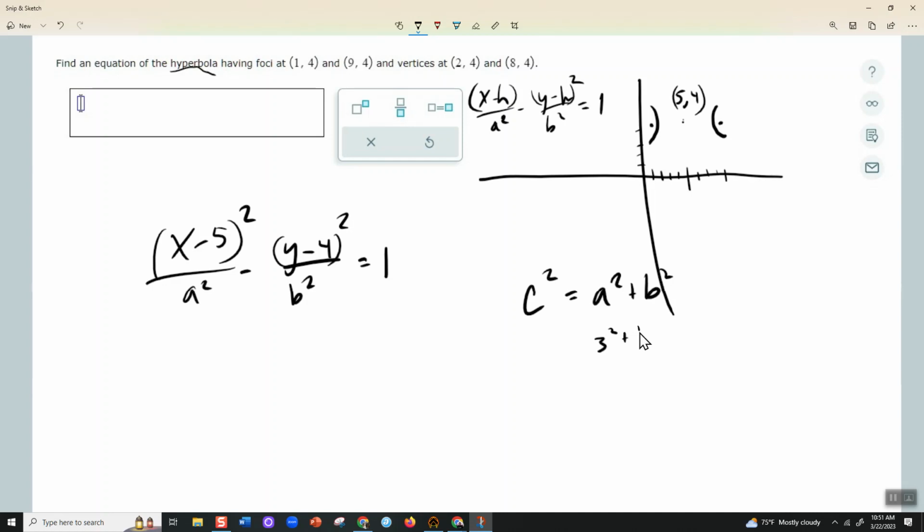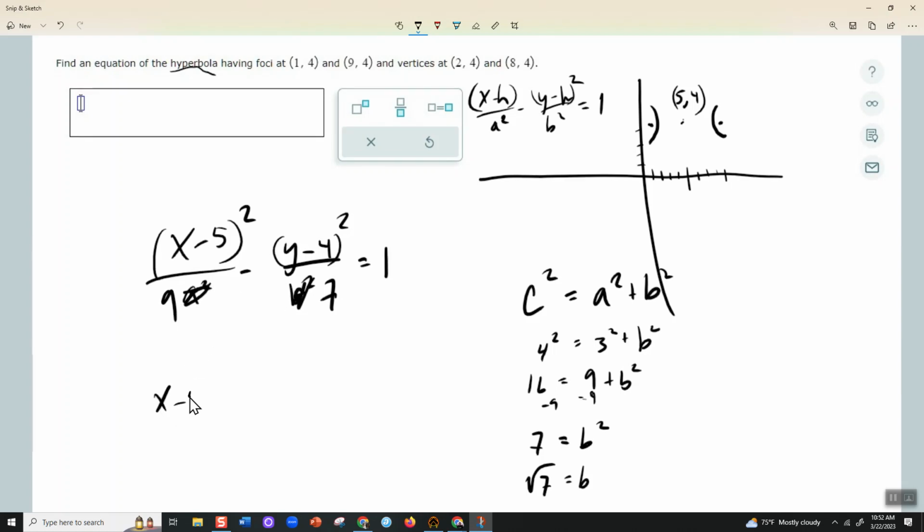So 3 squared plus b squared. C is the distance from my center to my foci. So that would be 5, 4 to 1, 4, which is a distance of 4 squared. So I've got 16 equals 9 plus b squared. I'm going to subtract 9 from both sides, and 16 minus 9 is 7, right? 7 plus 9 is 16, yes, equals b squared. The square root of 7 equals b. We don't really need the square root of it, though, in this one, because we just need b squared. B squared is 7, so this is going to be 7. And a squared, we already figured that out, is 3 squared, or 9.